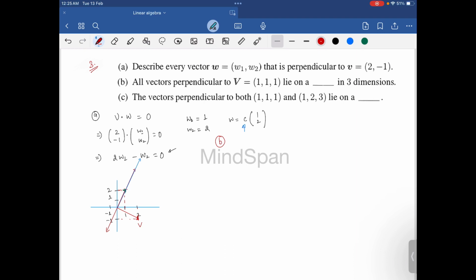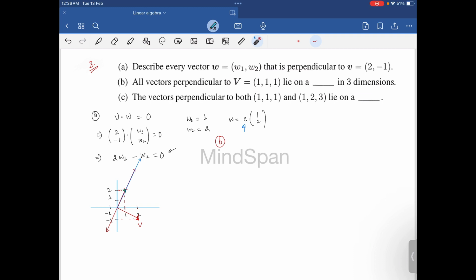All vectors perpendicular to v, and this v has three components, so it belongs to some three-dimensional space, lie on dash in three dimensions. So what it is asking is: all those vectors that are perpendicular to this vector v, where will they lie in that three-dimensional space? Will they lie on a point, a line, a plane, or in the complete three-dimensional space? Okay, so all vectors perpendicular to v lie on dash in three dimensions.